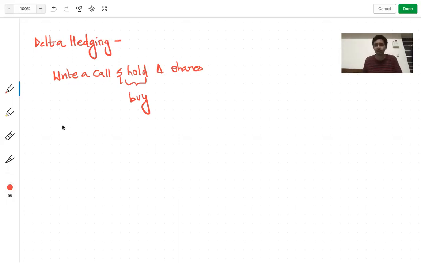So if I put it in other words, value of a risk-free portfolio is equal to value of delta shares minus value of a call option.